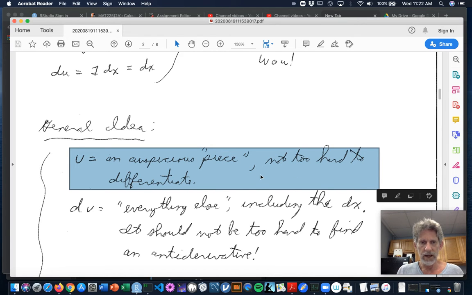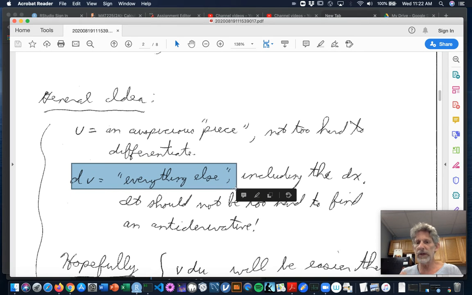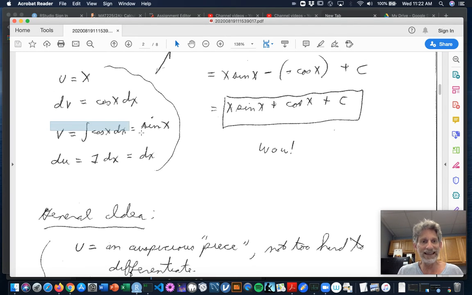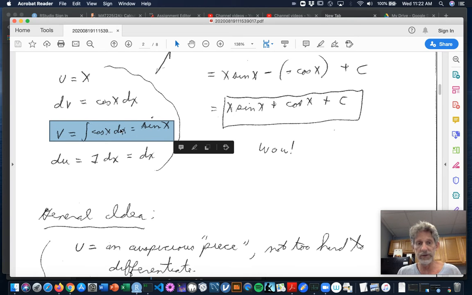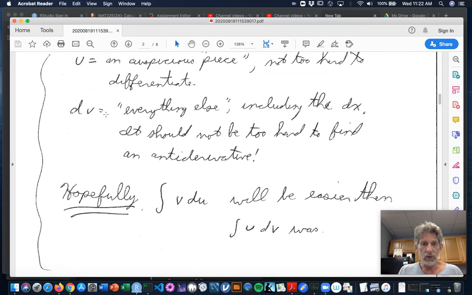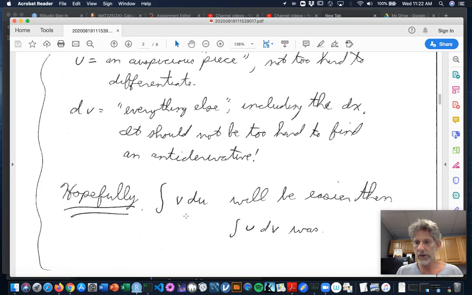Okay? The dv, once you've chosen your u, is going to have to be everything else, including the dx. But the dv should not be too hard to find an antiderivative for, because you're going to have to go and get the v out of the antiderivative of dv. And then hopefully what will happen is that the integral of v du will be an easier integral problem than the integral of u dv was. That's your hope.